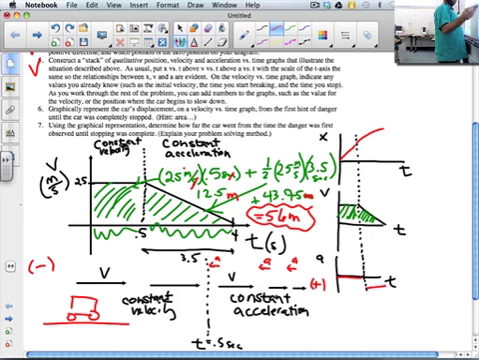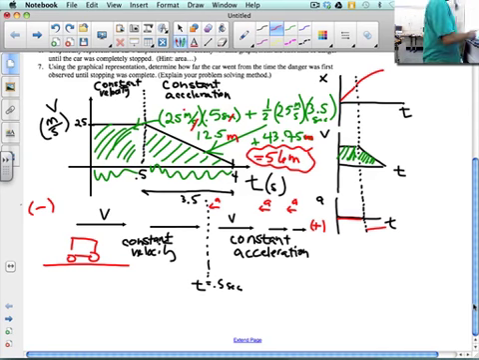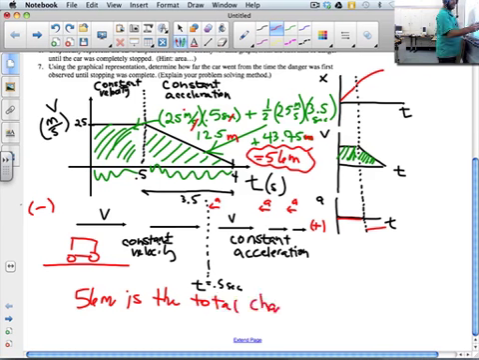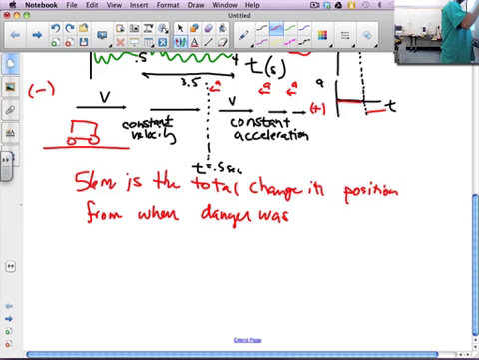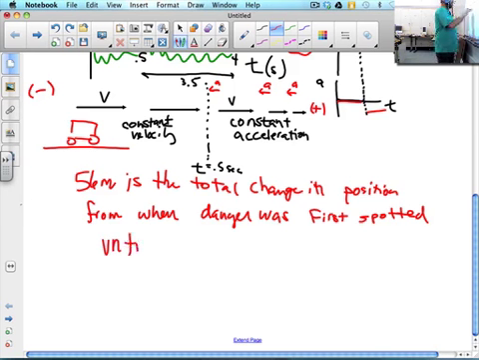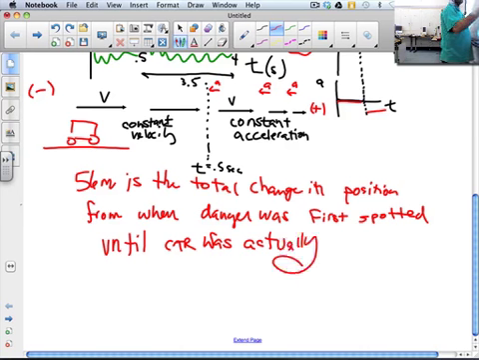And 56 meters, we should say, 56 meters is the total change in position from when danger was first spotted until the car was actually stopped.